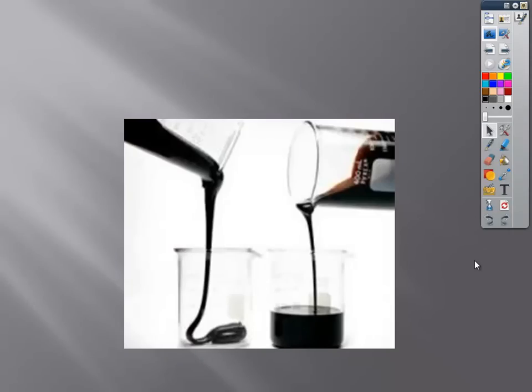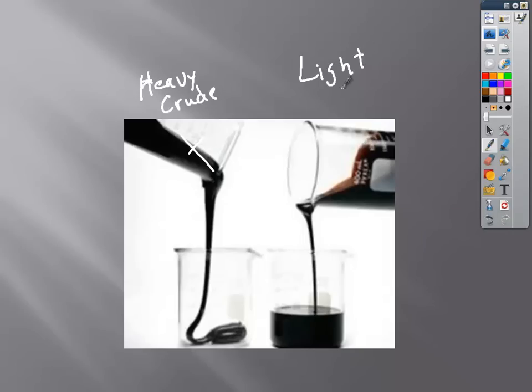Basically, when you pull it out of the ground, it comes in two forms. If it's very thick and gooey, like this one over here, we call this heavy crude. Heavy crude is a less quality oil that you find. And then you've got this light crude, which is the real good stuff, because it has more of the products that we're looking for in our society.